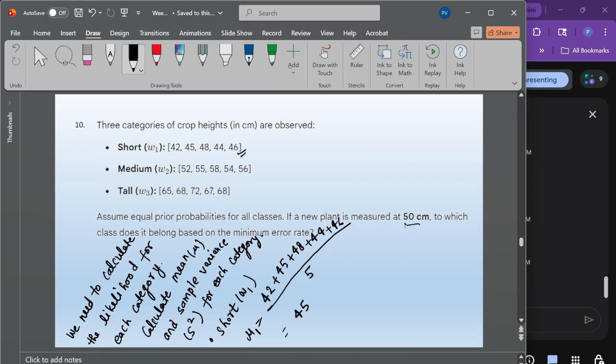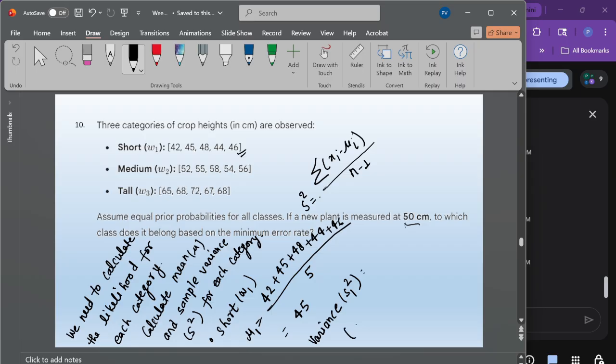Now similarly we need to find the sample variance for this category as well. Here I am representing it by S1 square, for the category omega n. How can we calculate it? The variance is calculated as the summation of xi minus mu, whole square, divided by n minus 1. That is S square.